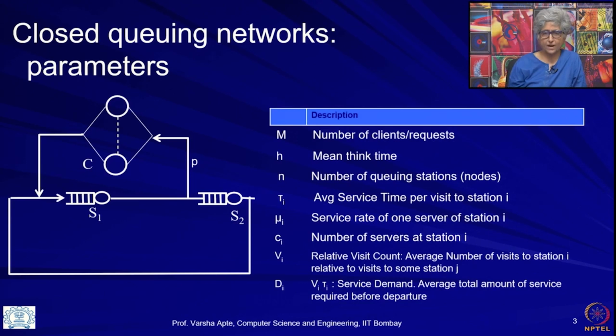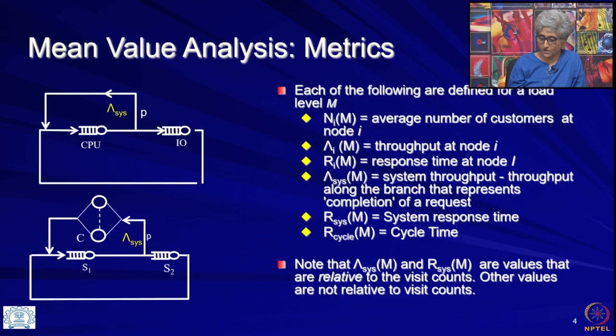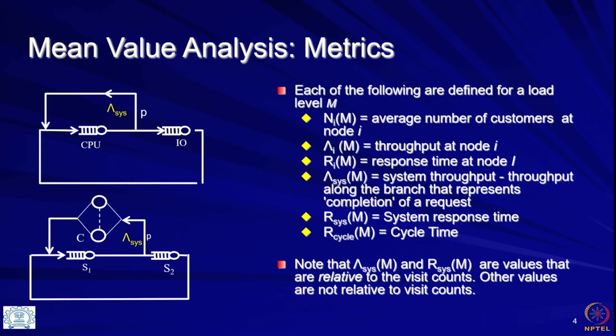Just to remind, these are the parameters. Again, this is just for your reference, I will not go over everything. I will just remind everybody of Vi, which is the relative visit count. Again, please go back and refer to the previous lecture to recall what a relative visit count is, and we have the service demand as usual. As for both open and closed queuing networks, it is defined in the same way, and the rest of the parameters are as before.